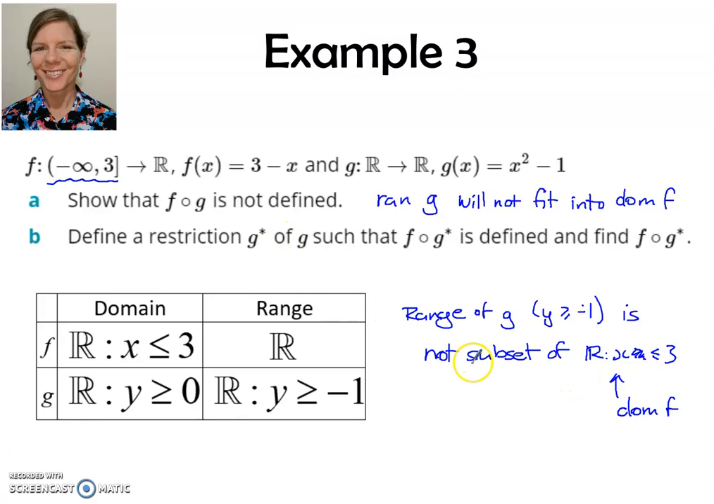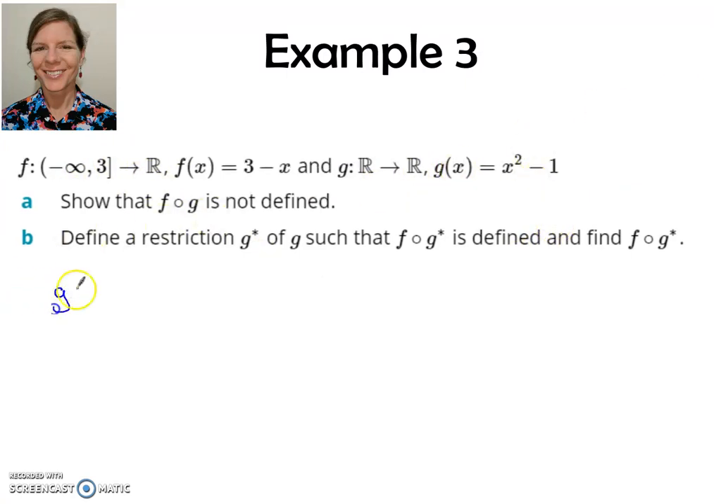So then question B says find a restriction. So basically come up with another function g star such that f of g star is defined, and find what that is. So just like we were doing in the previous example, we need to work out how we're going to restrict that first function g such that it only spits out values that will go into f. So if we know that the domain of f is less than or equal to 3, we need to make sure that the values that come out of here, so these values of g of x, must fit with that. So we can say that g of x must be less than or equal to 3, in order to fit in with this domain.